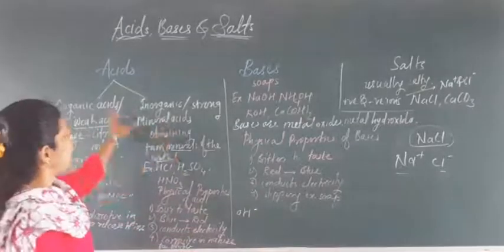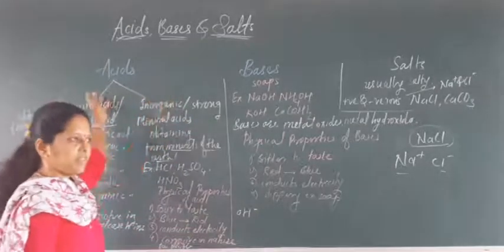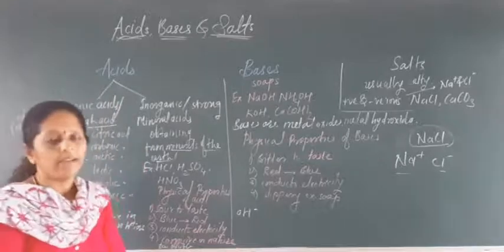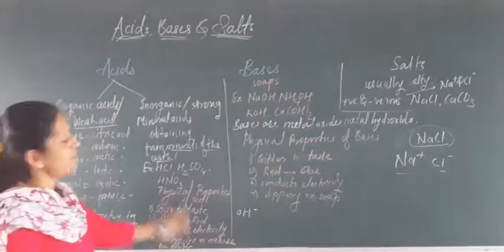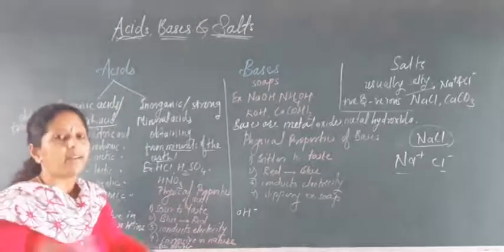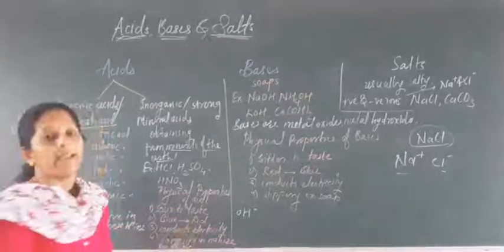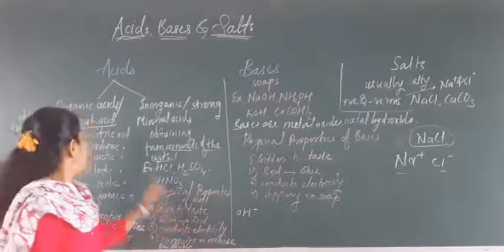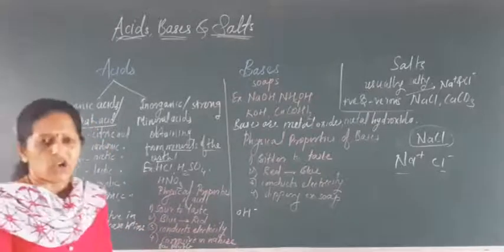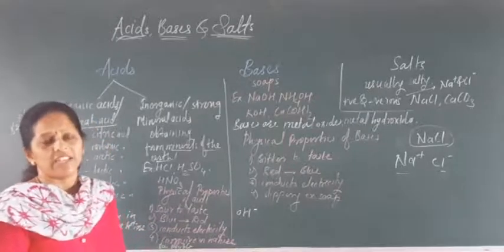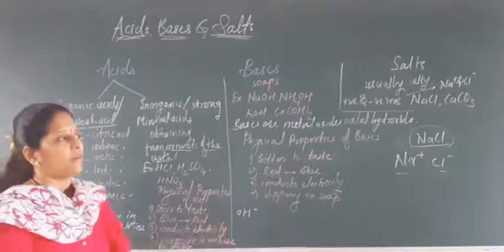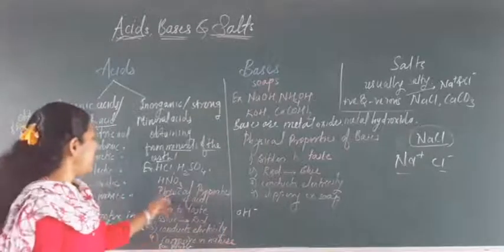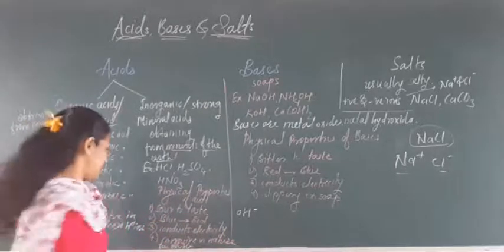So those were the acid types, strong acids and weak acids. Now the next one is the physical properties of acids. What are the physical properties of acids? They are sour to taste. If you take an orange, all the citrus fruits, orange, lemon, gooseberries, grapes, they are all sour to taste.